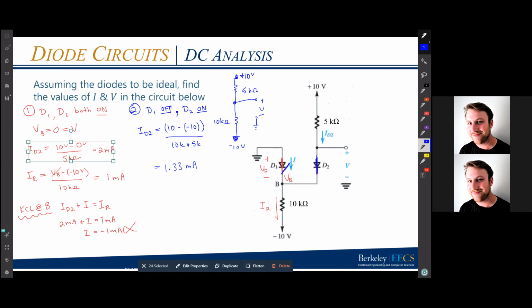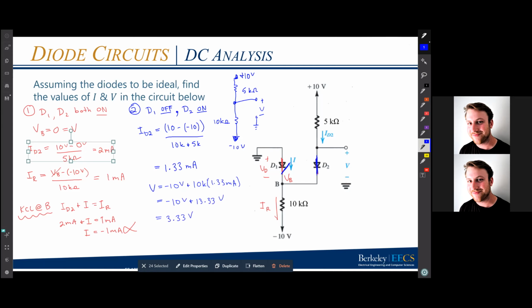And now I can figure out what V should be based off of that current. Okay, so V is going to be, actually I like it better this way, -10 volts plus 10K times 1.33 milli. I like that because I can just take 10K, easily multiply that to get 13.33 volts. And so that gives me V, right, 3.33 volts.